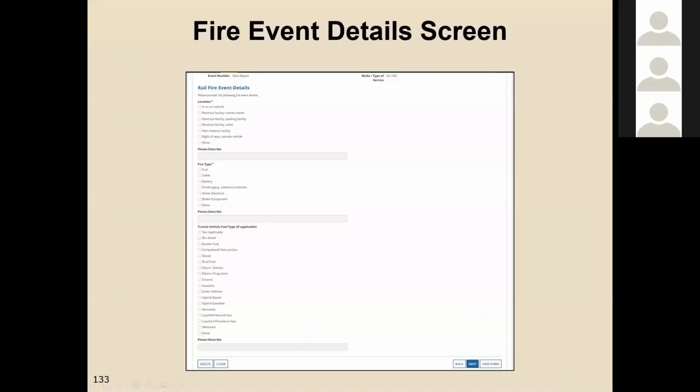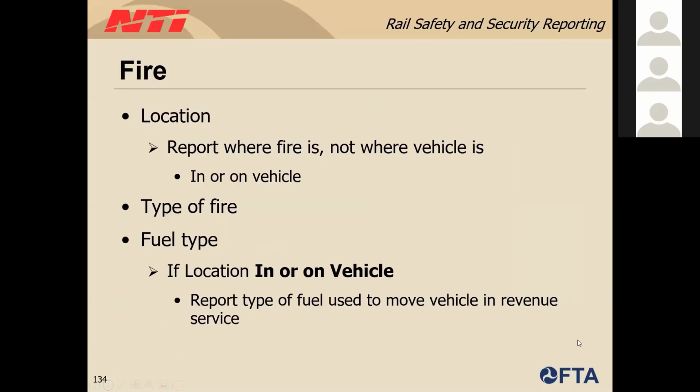Here is a screenshot of the fire event details screen. If the fire is in or on the vehicle, including in the engine wheel area or anywhere on the outside of the vehicle, the location would be reported as in or on vehicle. Next, report the type or cause of the fire. If the location is reported as in or on vehicle, you must select the vehicle fuel type. If the fire is not related to the vehicle, choose the not applicable selection.